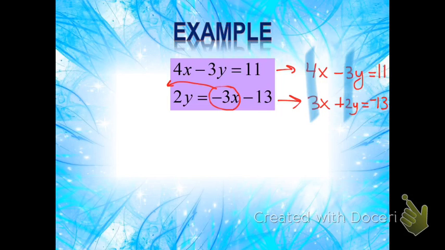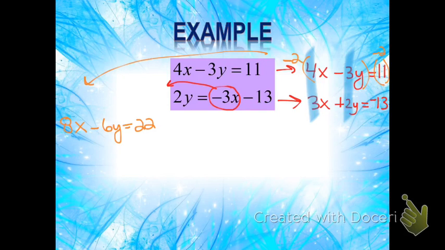So I want one of the y's to have a 6y and one to have a negative 6y. The top equation's already negative, so I'm going to make that one the negative 6y. It's currently a negative 3y. To make it into a negative 6y, I'm going to multiply by positive 2. So I'm going to multiply the top equation by 2, and then rewrite that over here. 2 times 4x is 8x, 2 times negative 3y is negative 6y, and 2 times 11 is 22.